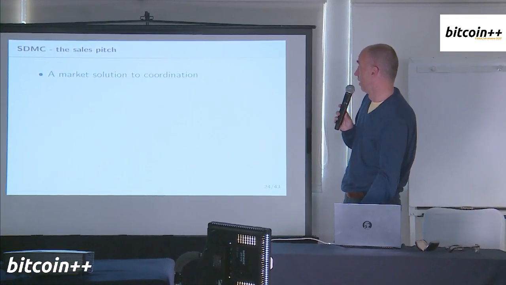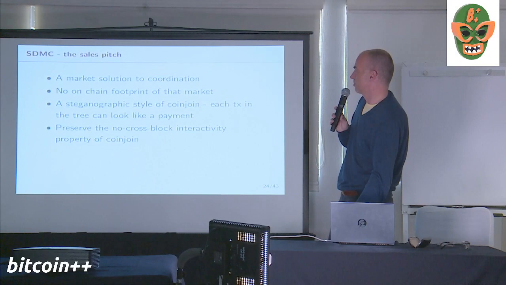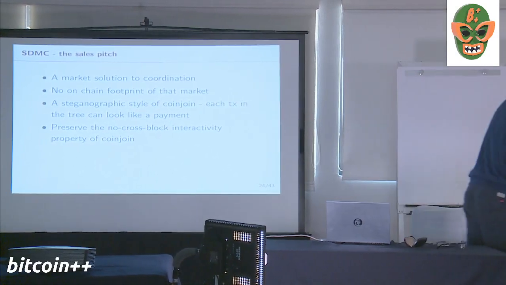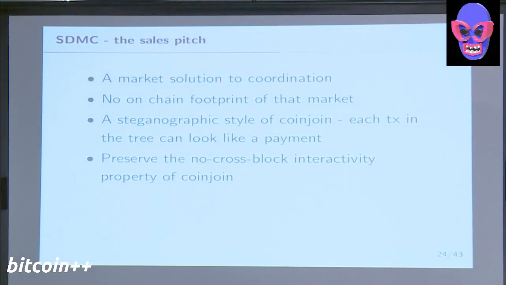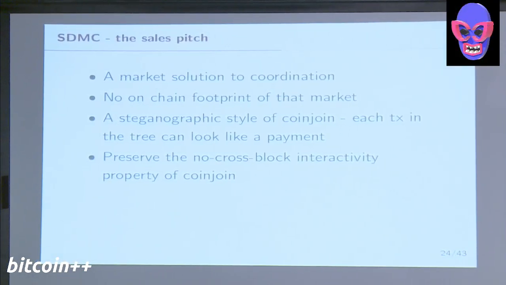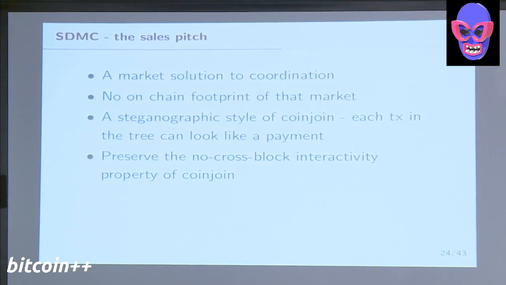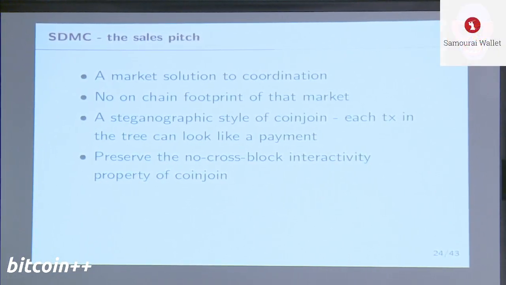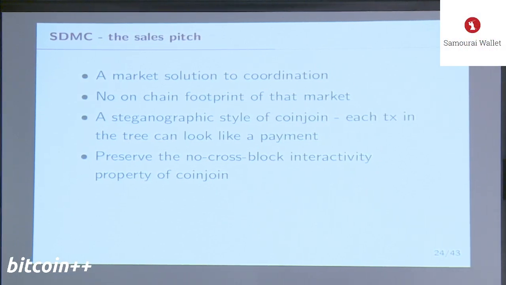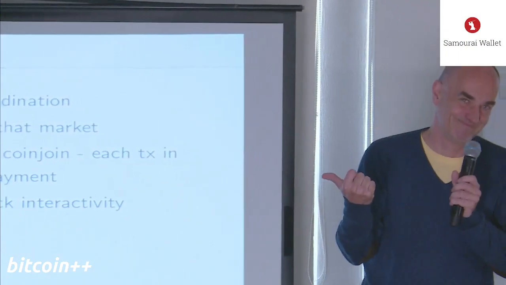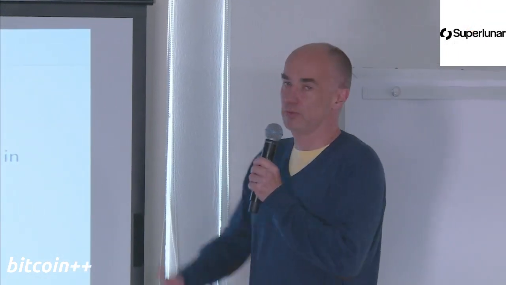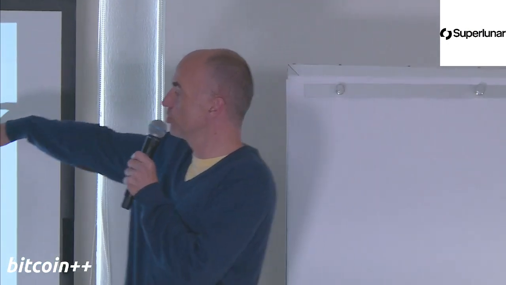People don't like maths. So let me sort of summarize what I'm saying here, a sales pitch, because, you know, I'm a terrible salesman, and I admit it, but sometimes you want to sell something a little bit. A market solution to coordination, I think most people in this room sort of agree that is the right way to solve coordination, yeah? Obviously, you can use central coordinators. Obviously, there's advantages, but markets are cool, especially with this kind of thing. No on-chain footprint. That refers to this PTLC construction, which unfortunately we can't do today. And anyway, how practical is it?